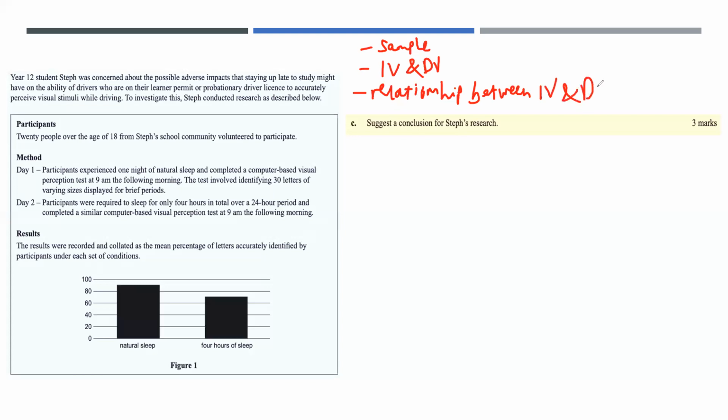When we're talking about the relationship between the IV and DV, we're talking about the direction of effect. So is one variable increasing the other? Is it leading to a decrease? What's happening there?